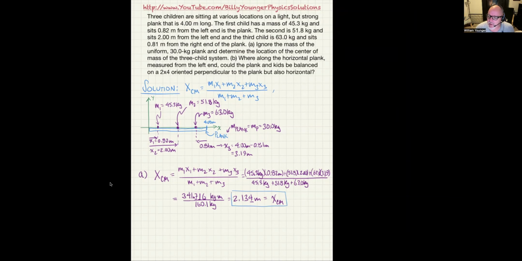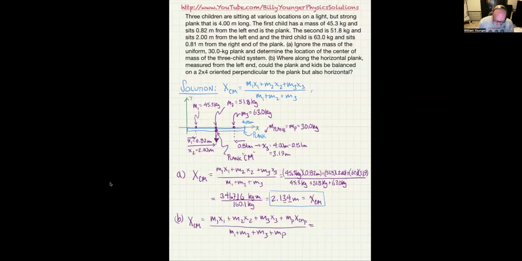You're saying, okay, let's see if the student knows the actual concept of where you would balance a plank with kids on it. Is there a name for that specific location? And yes, that name is the center of mass. So we're just trying to show you the different ways someone could ask for something without actually explicitly saying center of mass. So in this one, we're doing part B.